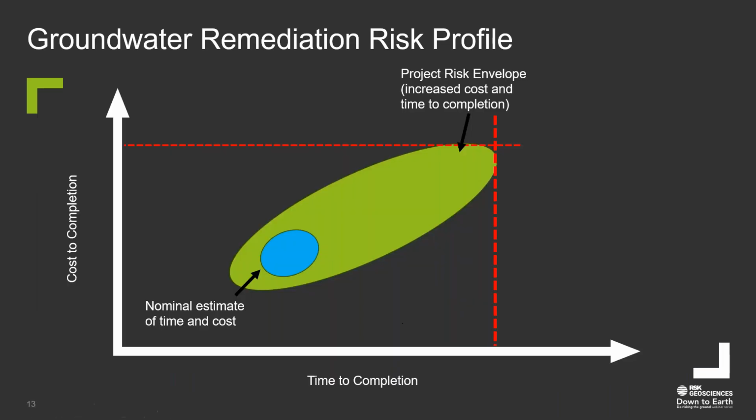The groundwater remediation risk profile. A remediation risk profile reflects the balance between how long a project will take and how much it will cost, both of which are often uncertain. The blue circle is our target nominal estimated time and cost. However, due to lots of reasons, including unknowns and lack of site-specific information and wrong selection of the options and poor designs, the actual time and cost to complete will increase, as shown in this green oval. So that is the potential remediation risk profile or risk envelope that we should expect during our remediation.